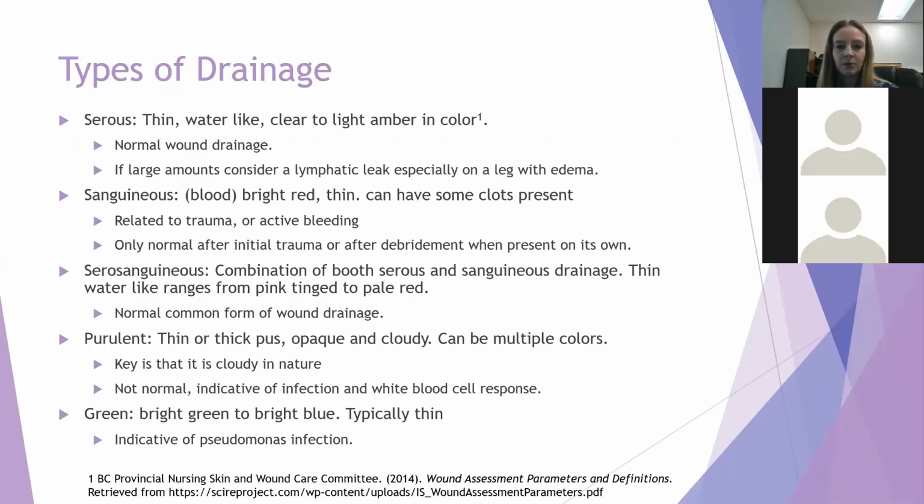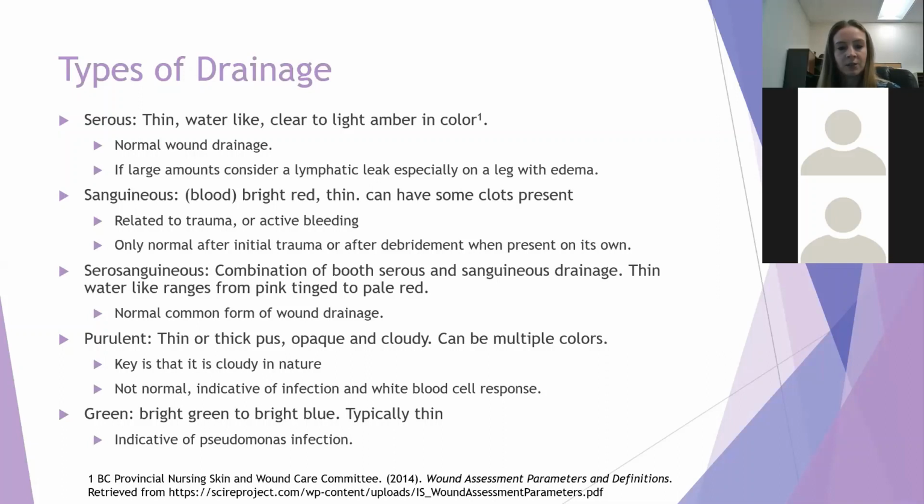Purulent is thin or thick pus, opaque and cloudy, and can be multiple different colors. The key is that it's cloudy in nature. It's not normal, and it means that there's an infection and a white blood cell response. When taking a culture, if there's purulent drainage, you don't want to culture the drainage. You just want to clean the drainage off and then culture the wound bed itself.